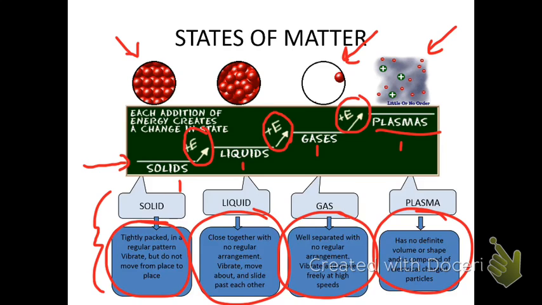So I'll move forward. You should have all that in your notes. Again, solids are tightly packed, liquids are pretty closely packed, but they slide past each other. Gases vibrate and move freely at high speeds. And then plasma has no definite volume or shape, and is composed of electrically charged particles. Okay? So this is sort of a summary of what we've been talking about. If you want to, you can clearly go back and look at that if you want more detailed notes.